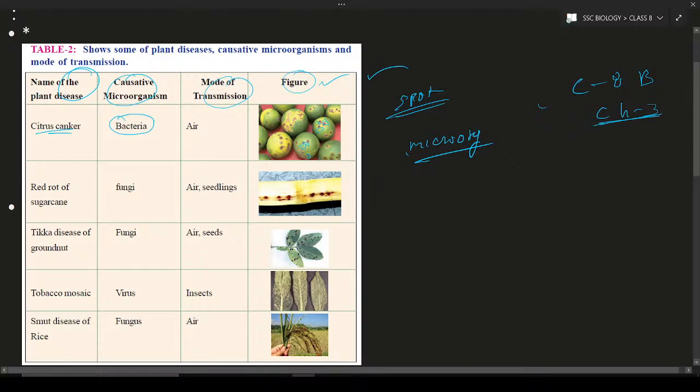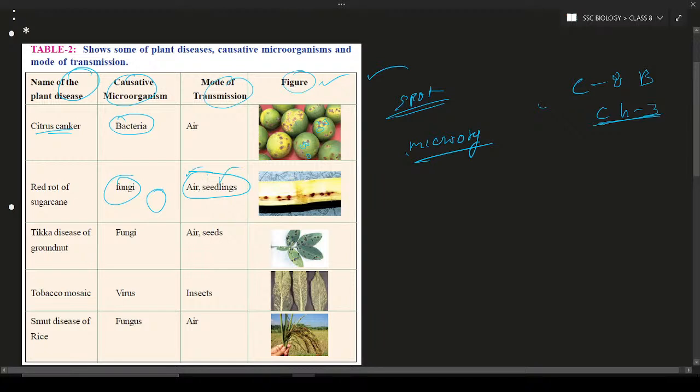Next is the red rot of sugarcane. If you split open the sugarcane, you can see red spots inside it. Such red spots inside the sugarcane are known as red rot of sugarcane. This disease is caused by a fungus. Fungus is a microorganism, and it is transmitted through air or through seedlings.